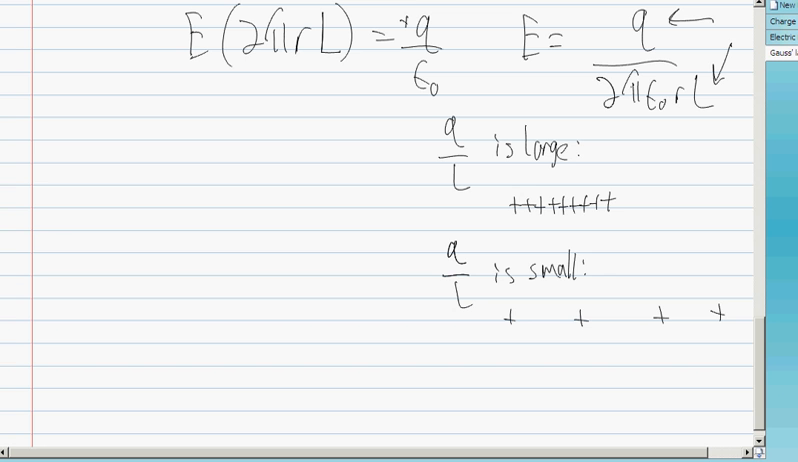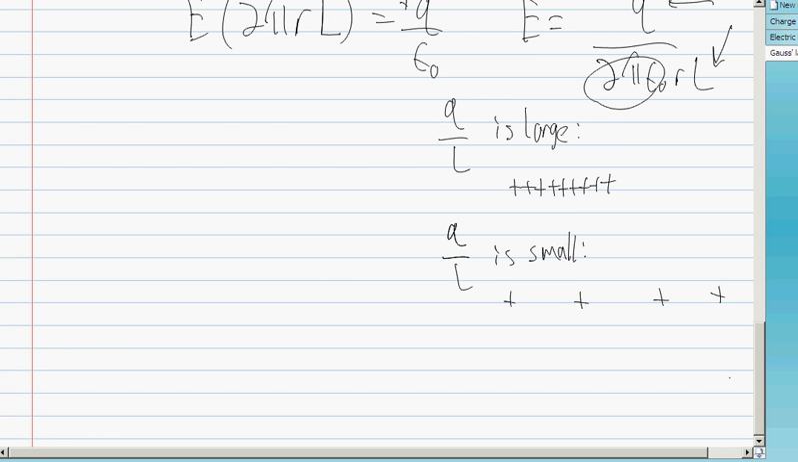Okay. And you can see we've got 2 pi epsilon naught, that's like half our normal constant. And R, as we get farther away from the line of charge, we're going to get a smaller field, which we like.